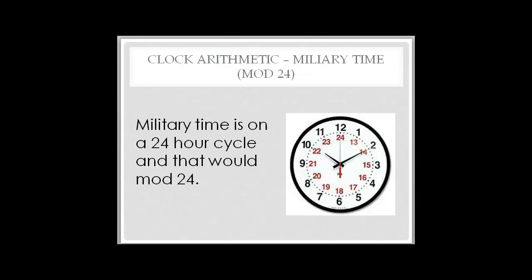Now, I mentioned military time just a few minutes ago. Well, military time is on a 24-hour cycle. That would be mod 24. And I put a little image here so you can kind of see what I'm talking about. If this were on the outside all the way around, it would be 1 through 23, and then at the top is going to be 0, which would indicate you're at 24. This is just showing an actual clock so that you go around twice on this one to get to 24. But picture this as 0 through 23, and then that's mod 24 arithmetic.